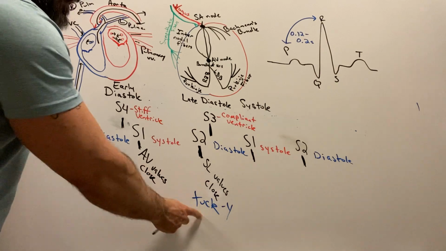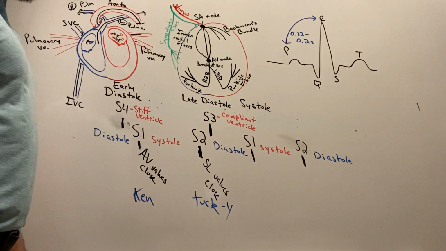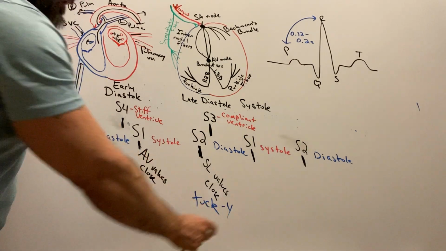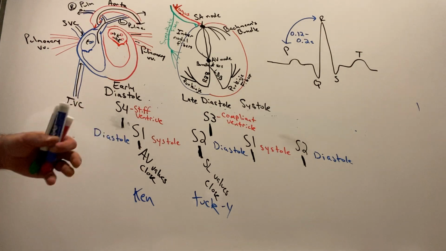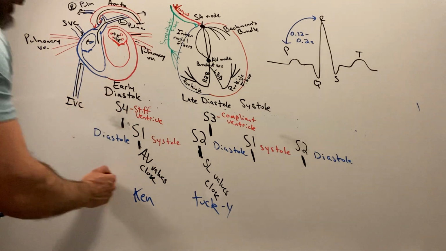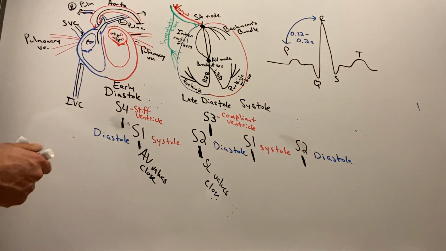So if we didn't have the Y, the lub-dub would be Kentuck, Kentuck, Kentuck. If we have an S3, it's Kentucky, Kentucky, Kentucky. So say Kentucky if there's an S3. S1, S2, and S3. It's state Kentucky.